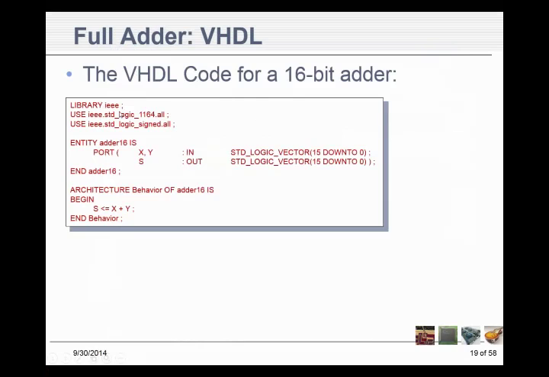Okay, so this is just a 16-bit adder. I'm doing everything carefully. Everything's 15 down to 0, meaning that bit 15 is the most significant. It's all the way to the left. Bit 0 is the least significant, all the way to the right. X and Y are input buses. S is the output bus.